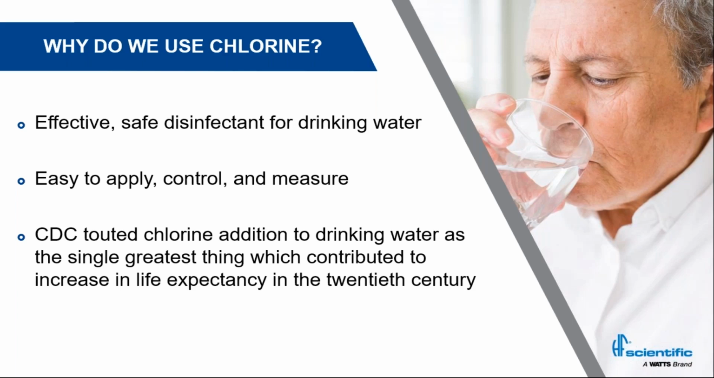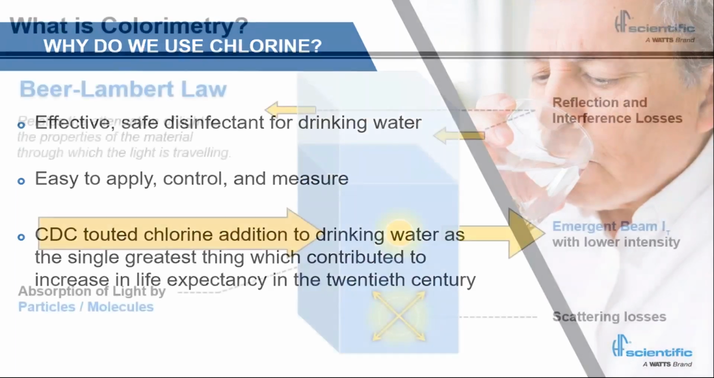The CDC touted chlorine addition to drinking water as the single greatest thing which contributed to the increase in life expectancy in the 20th century. And in 1997, Life magazine called the filtration of drinking water and the use of chlorine probably the most significant public health advantage of the millennium.